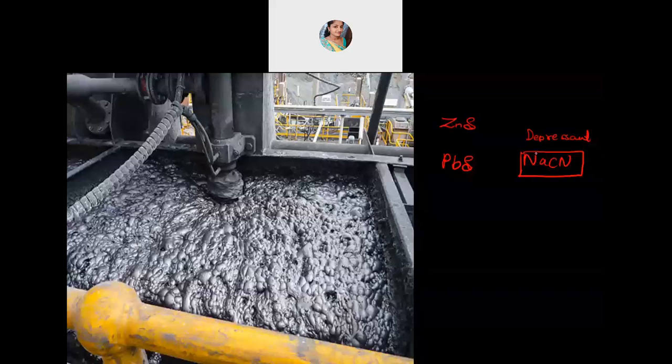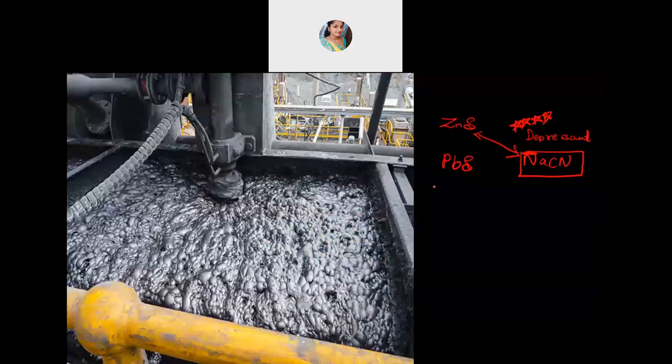I had told you, it is called a depressant. So we add a depressant so that one of the sulfides will be suppressed there and only the other one will be taken. When we add NaCN as a depressant, an example for a depressant is NaCN. You have to remember this. This was asked also. What is the depressant which is added? So in this case, NaCN is added.